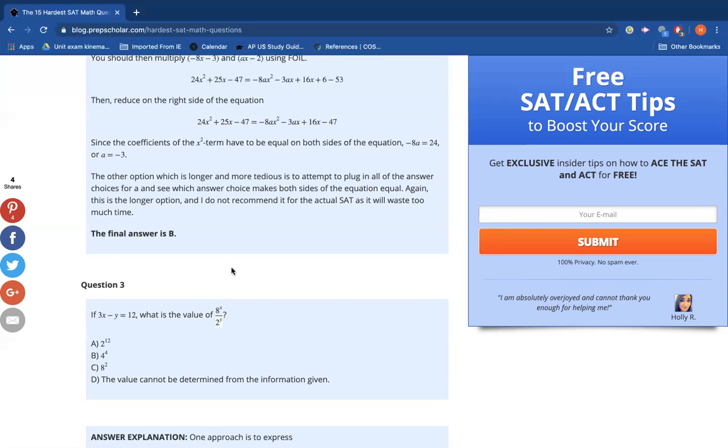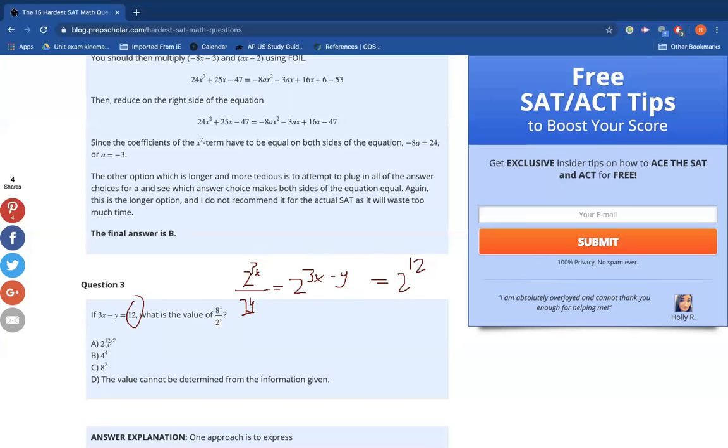Right. Simplification is the best way to go. This isn't too bad of a question. If we simplify this, we get 2 raised to 3x divided by 2 raised to y. We use our exponent rules. We bring the y on top, so it's going to be a negative sign. And then we see that this is going to equal 12.